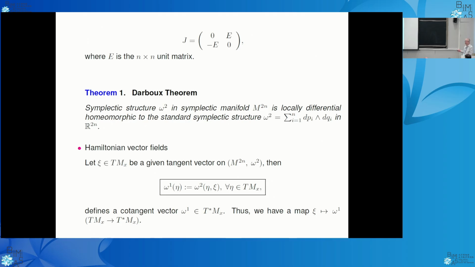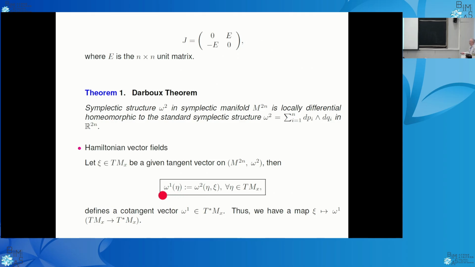Also, in symplectic manifold theory, there's a well-known Darboux theorem. Basically, the Darboux theorem tells us that locally all symplectic manifold structures are diffeomorphic to this standard symplectic structure. Under the standard symplectic structure, of course, you can define Hamiltonian vector fields. Suppose M^{2N} is a symplectic manifold. Then, as per the differential two-form, you select an arbitrary tangent vector on the tangent space.